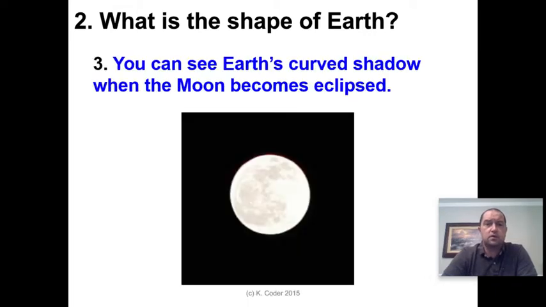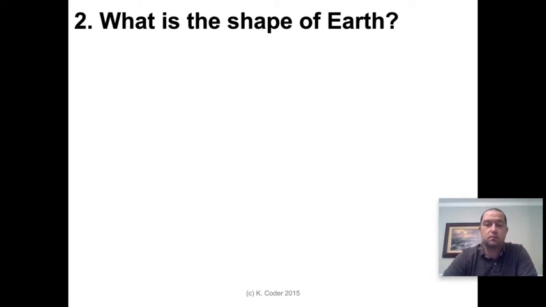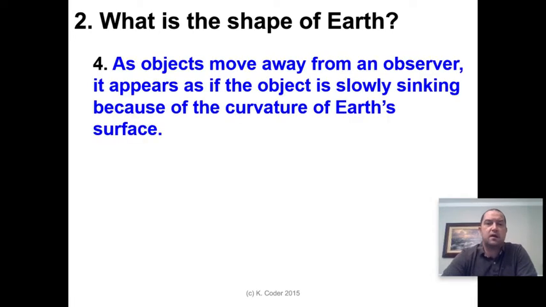You can see Earth's curved shadow when the moon becomes eclipsed. So when the Earth comes between the sun and the moon, we can see the shape of the Earth being cast upon the moon. Now, as objects move away from an observer, it appears as if an object is slowly sinking because of the curvature of the Earth's surface.